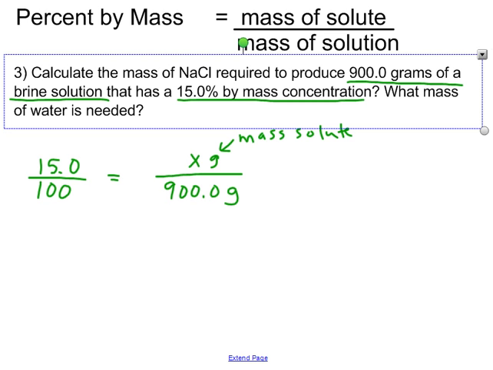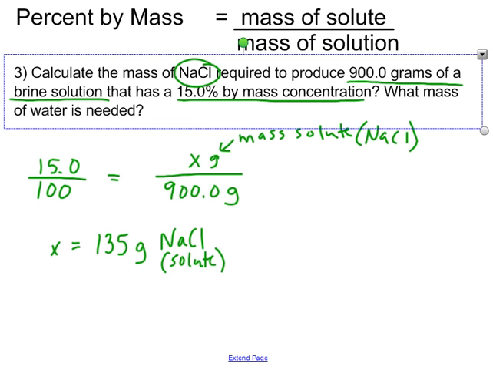Well, if you cross multiply and solve for x, you will find that x is equal to 135 grams. Now the mass of our solute in this problem is NaCl. Okay, that's our solute. In a brine solution, the solute would be sodium chloride and the solvent would be water. So the mass of our solute is 135 grams of NaCl, our solute.